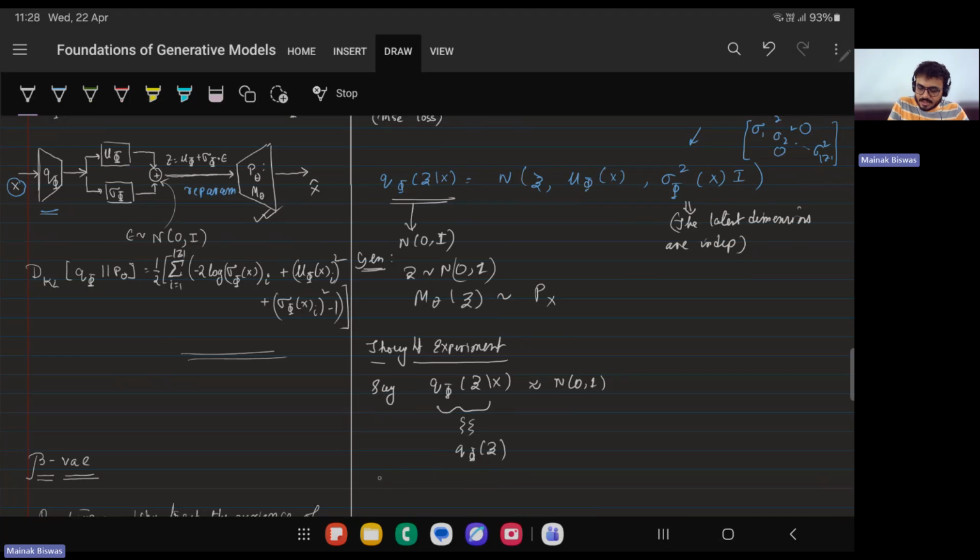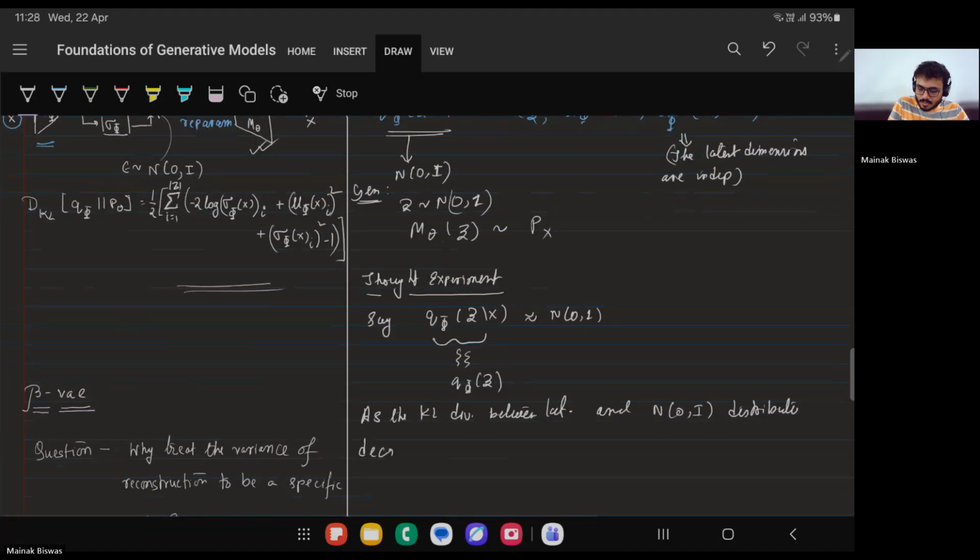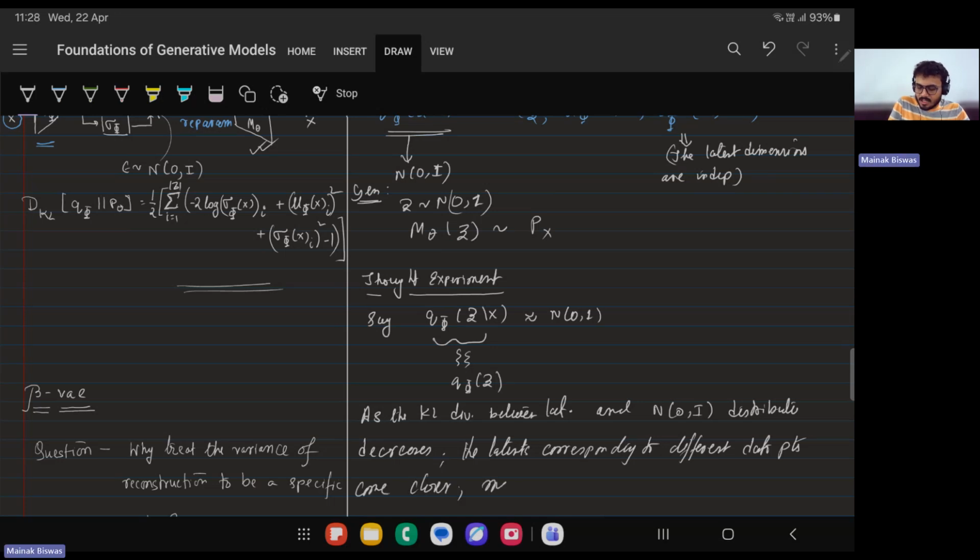As the KL divergence between the latent distribution and the normal 0-1 distribution decreases, the latents corresponding to different data points come closer, making reconstruction a difficult process, right? It makes reconstruction extremely difficult. So let's see why it makes it this difficult.